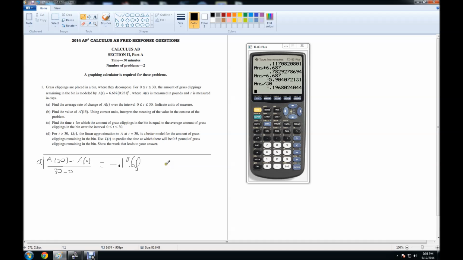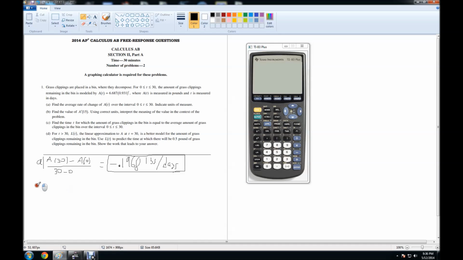And our units of measure would just be pounds per day, because A(t) is measured in pounds and t is measured in days. So that's the answer to part A. A little tricky. You just really have to understand what they're asking. It wasn't a derivative question. It wasn't even a calculus question. It was really more of a slope formula question.